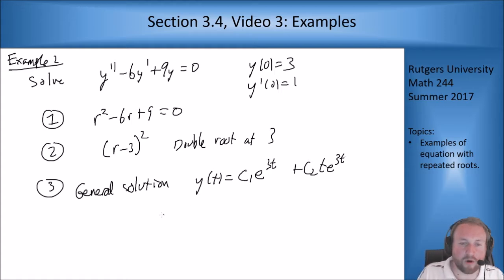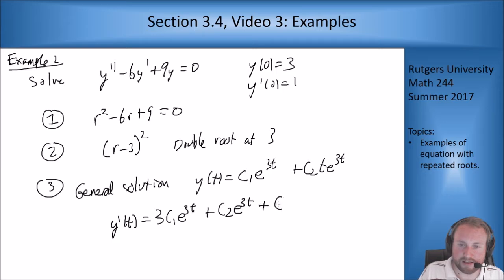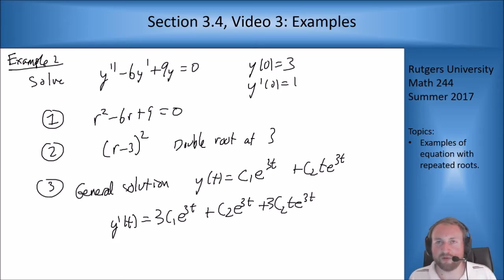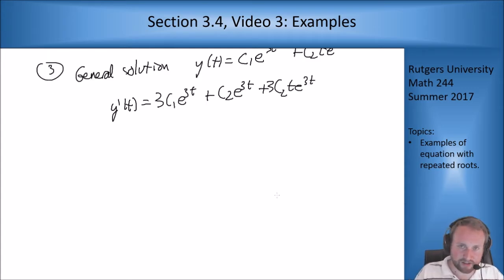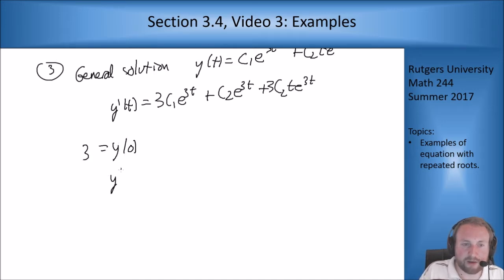So then if that's y, what is y prime of t? Well, then y prime of t is going to be 3c1 e to the 3t plus c2 e to the 3t plus 3c2 t e to the 3t, using the product rule on the second term there. So now let's try to find our constants using the initial conditions. So y of 0 we want to be 3, and y prime of 0 we want to be 1.